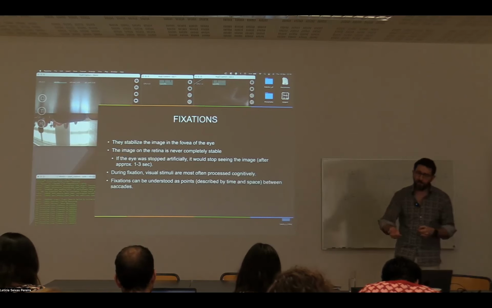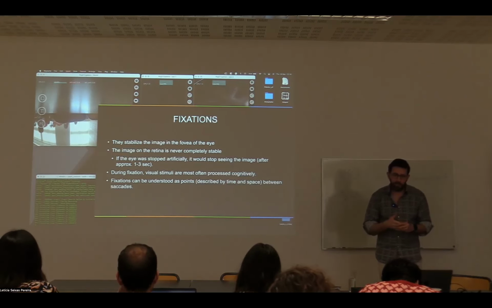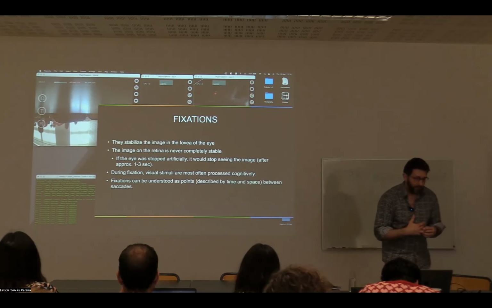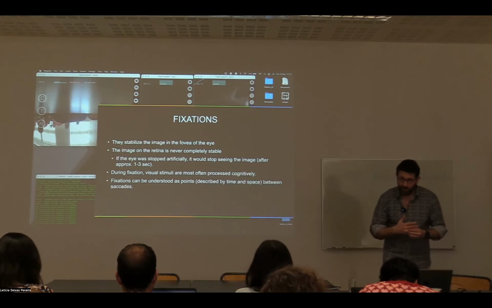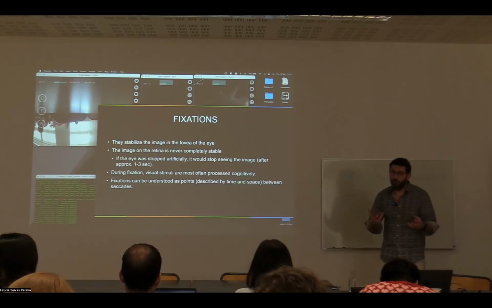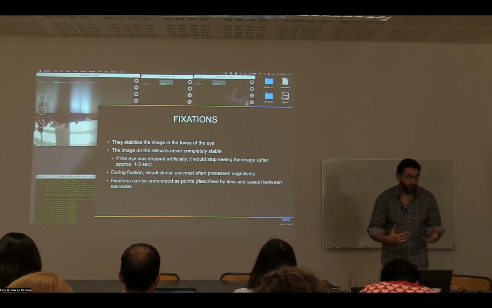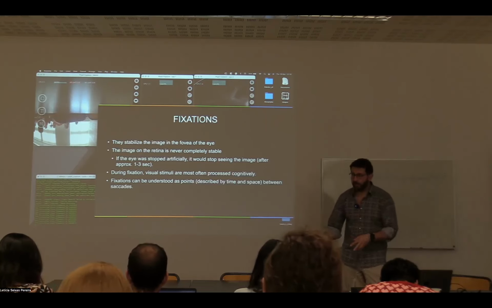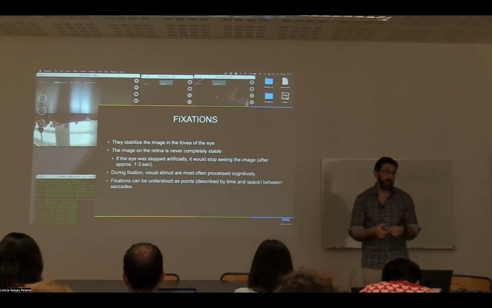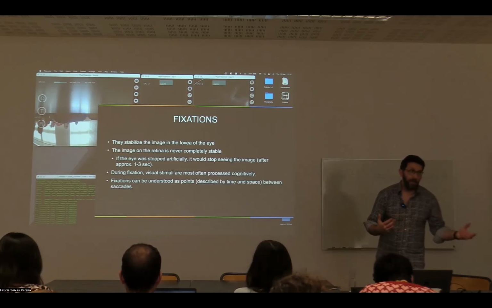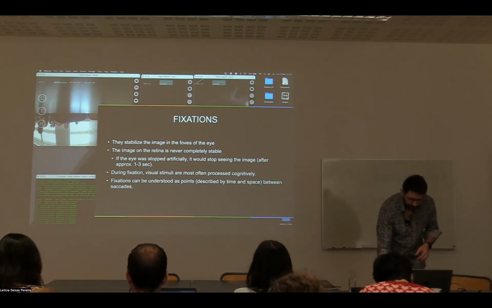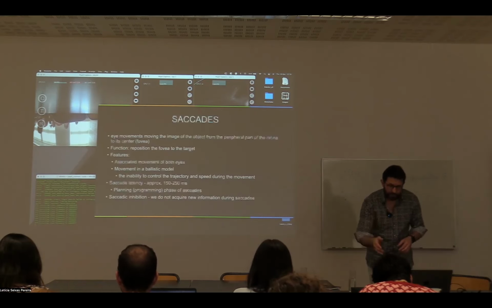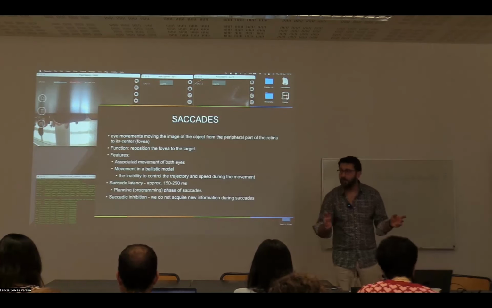So fixations, their main goal is to stabilize the image on the fovea of the eye, and they usually last about 250 milliseconds, depending on the task we are doing. This is about a quarter of a second. They can be as short as 80 milliseconds, and they can be as long as 800 milliseconds. And the saccades are jumps between the fixations.